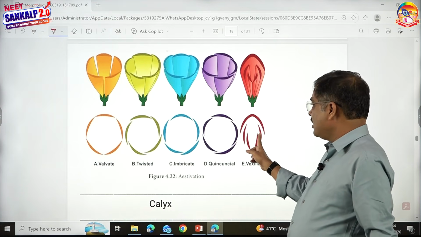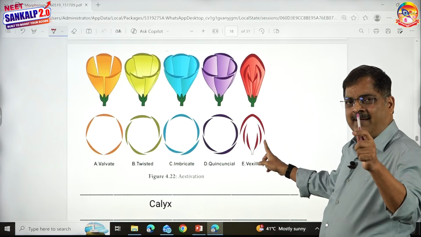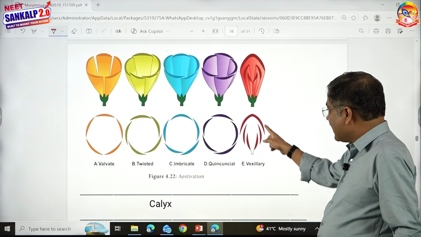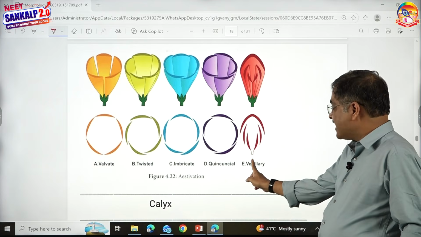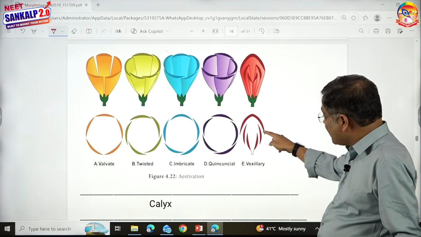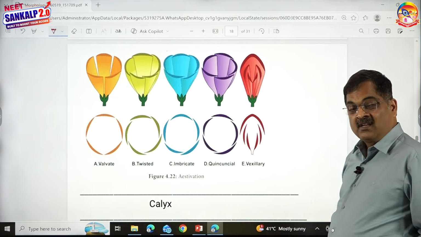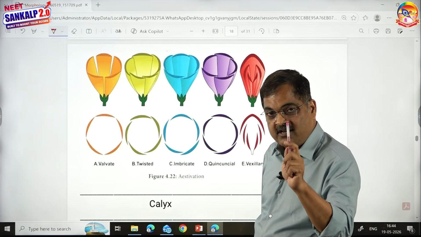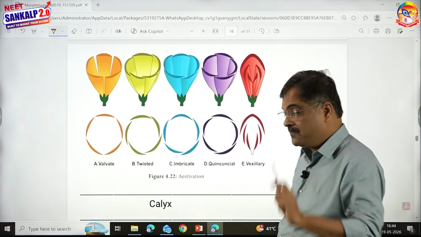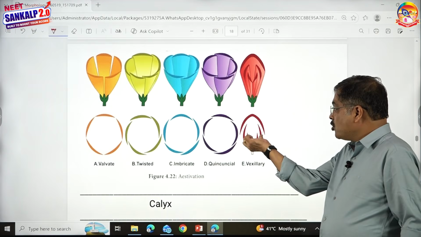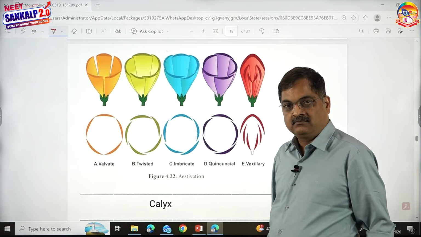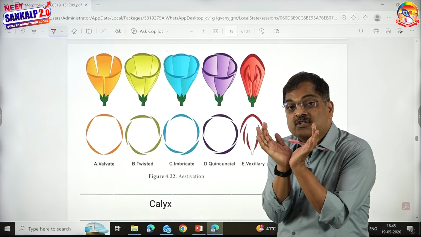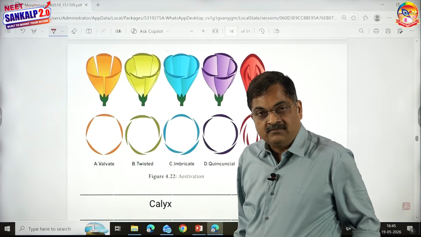Then I want to talk about vexillary, because time and again in NEET questions have come from vexillary. Look at this posterior petal. Axis side is said to be posterior. Bract side is said to be anterior. This posterior petal is largest. It attracts the insect. It is called standard petal. Listen, children. Vexillary aestivation is important. Standard petal. And the lateral two petals are called wing petals. And look at the anterior two petals. They are the smallest. And they are fused. And they are called keel or carina.